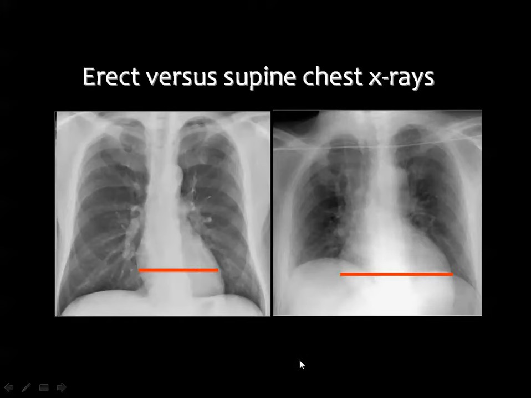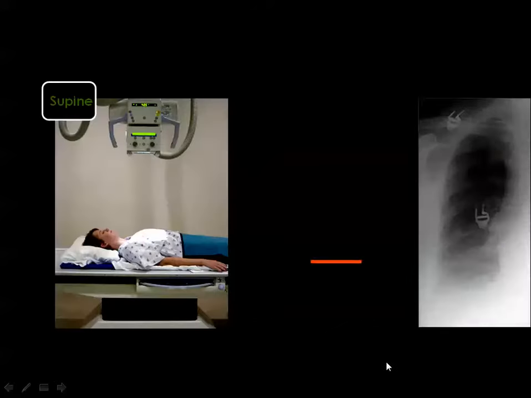Then there are also some differences between the erect position and the supine position. In the erect position, the patient is able to have a full inspiration. Then you can have an accurate assessment of the cardiac shadow. But in the supine position, the diaphragm is relatively high. Then the heart will be flattened and the transverse diameter will appear as if it is enlarged.